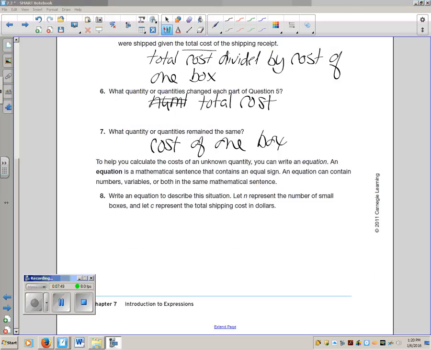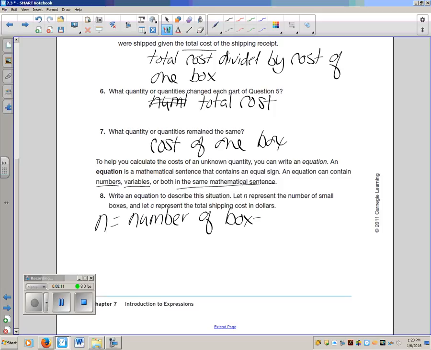To help you calculate the cost of an unknown quantity, you can write an equation. An equation can contain numbers, variables, or both in the sentence. Write an equation to describe the situation. N represents the number of small boxes. N equals number of boxes. C is the cost.